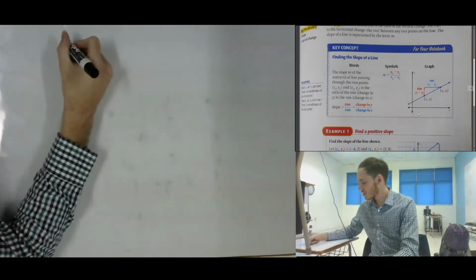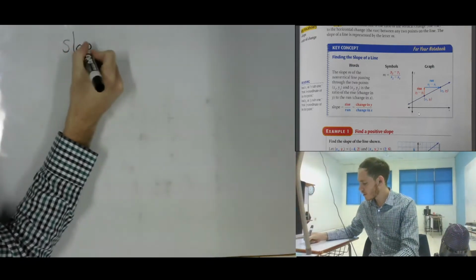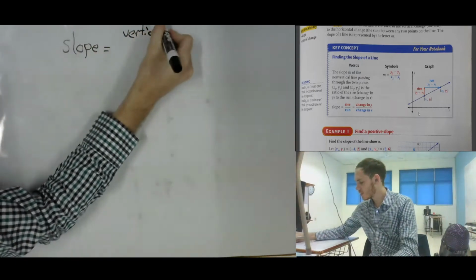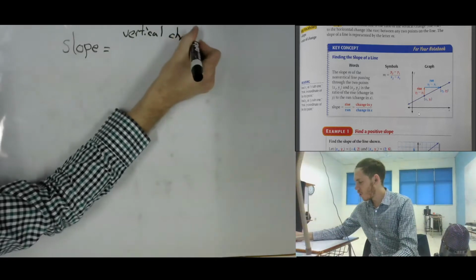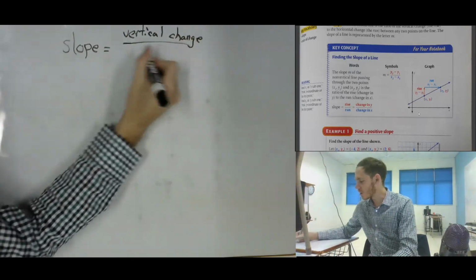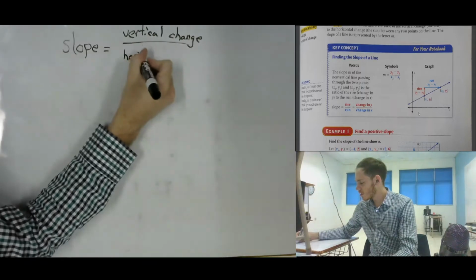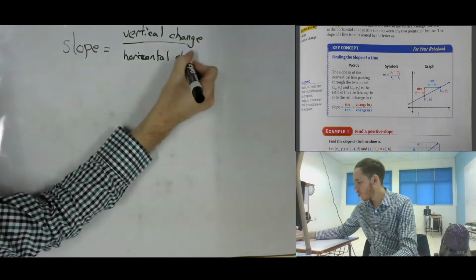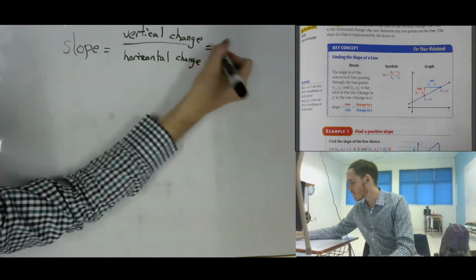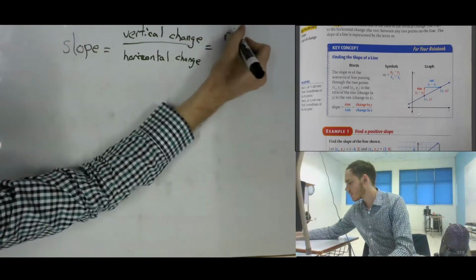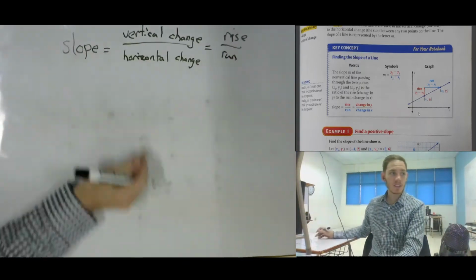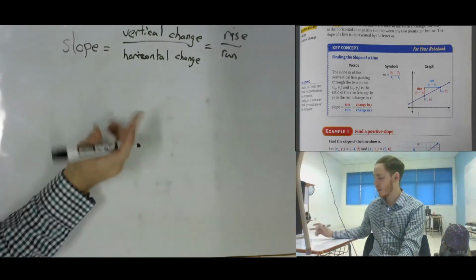Now slope is our vertical change over our horizontal change. Or, better yet, this is rise over run. This also could be viewed several different ways, but there is a formula.